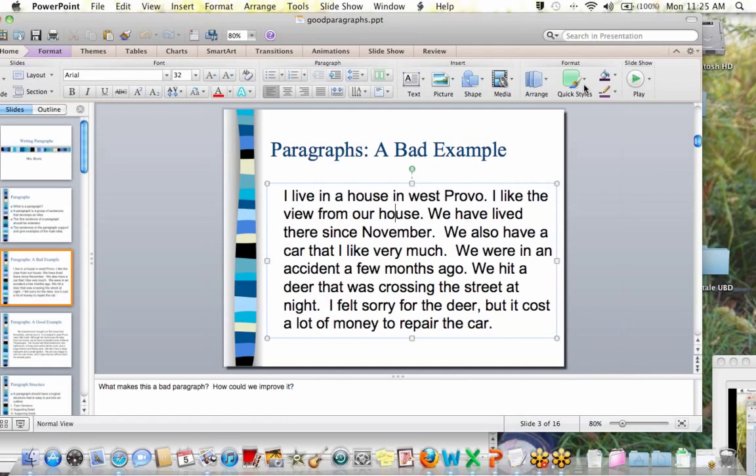Josh, why else is it bad? It's choppy. I have very short, choppy sentences. Lucas, what else makes it bad? It's not put forward, the first sentence. It's not indented, is what I think. Indented, yeah. Thank you. Yeah, let's look at a good example.